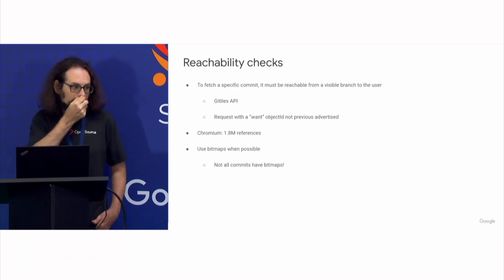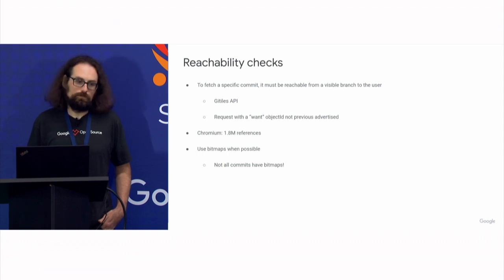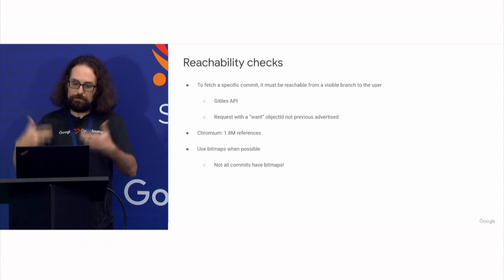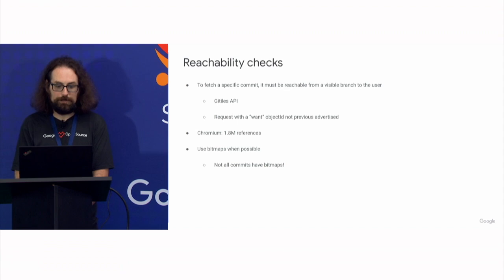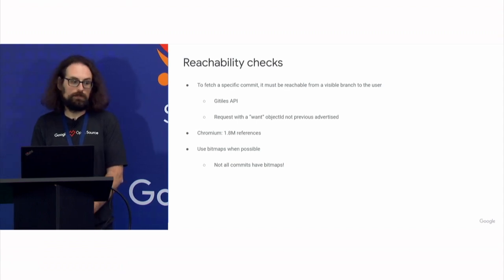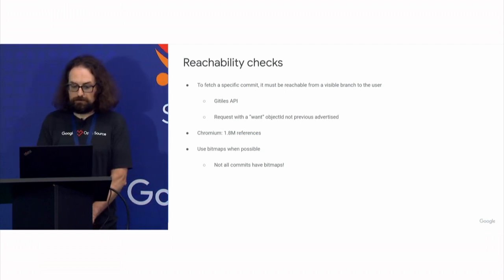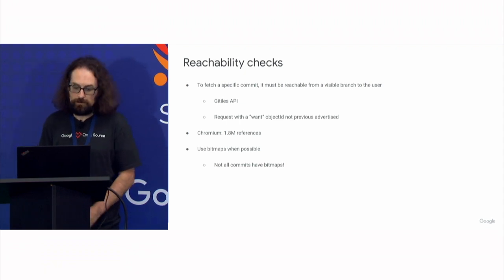And this is a very common operation. The Git tiles API just offers this to fetch objects. But also, how the Git protocol is supposed to work is that you say, hey, I want to fetch, the server tells you I have these references with these IDs, and the client asks for one of those IDs. And if for some reason the client asks for something else, then we need to check that it is really reachable. Reachable from a visible branch to the user means that in repositories like Chromium with 1.8 million references, that check can take a considerable amount of time.